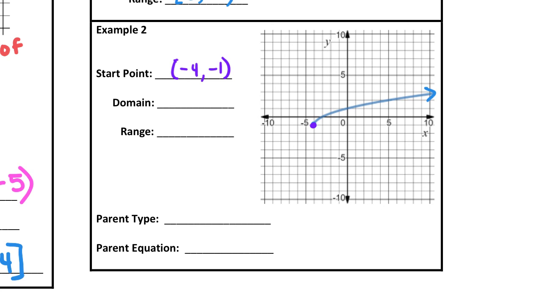And then domain and range. I'm looking at the domain, it's from left to right. So as I'm coming from the left, when do I make contact with the graph? At what x value? It would be at -4. And then as I keep scanning, the graph keeps going to the right towards positive infinity.